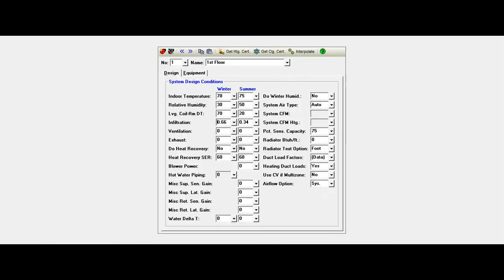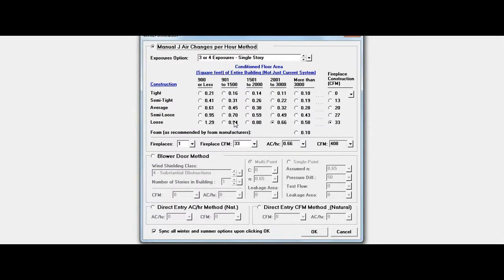Now this is a 30-year-old house. Back then construction was fairly loose, so a lot of air infiltration. So I've got loose construction under my construction type. Now we're going to try to move that, and it's a retrofit, so we're limited to what we can do. But for the exercise, I'm going to go from a loose construction to an average construction, and then we're going to see how it improves our load calculation.